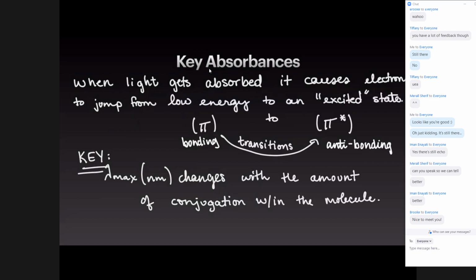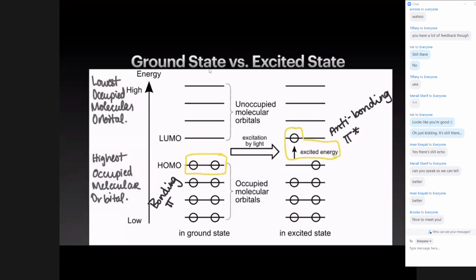So our lambda max changes with the amount of conjugation within that molecule. So electrons move from ground state to excited state when light is absorbed, and that's called the excitation by light. So as light comes into the molecule and it is absorbed, then the electrons jump from ground state into their excited state.